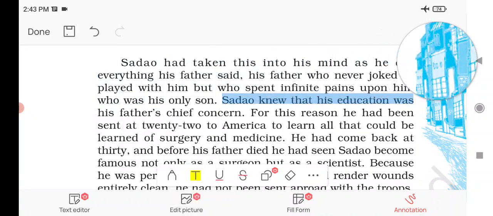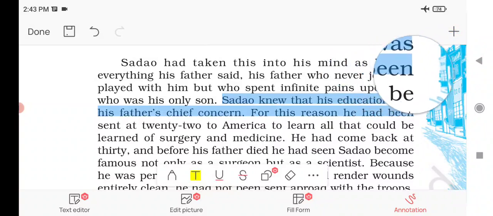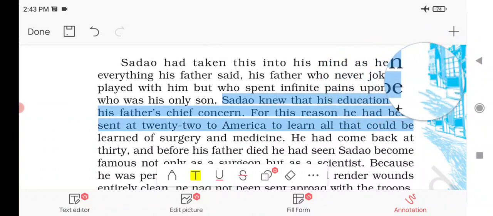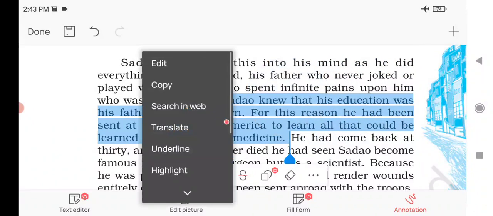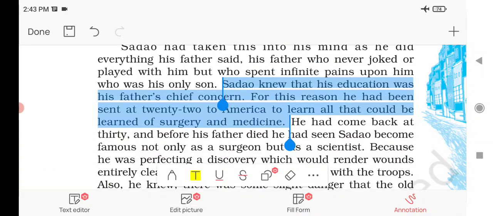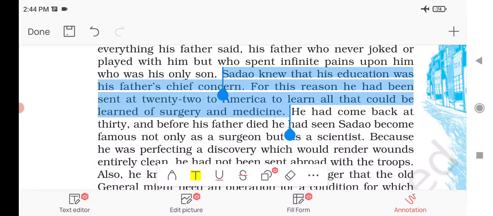Sadao knew that his education was his father's chief concern. For this reason, he had been sent at 22 to America to learn all that could be learned of surgery and medicine. And that is why Sadao was aware that his father's chief concern was Sadao's education. That is why Dr. Sadao was sent to America. At that time things were normal. You know, the Second World War had not broken out, right? So he went to America at the age of 22 to learn about surgery and medicines.